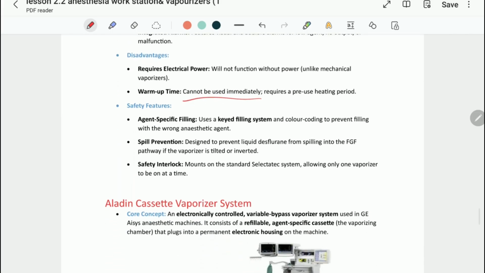The safety features included in this: it has agent-specific filling. It uses a keyed filling system which is color-coded to prevent filling with the wrong anesthetic agent. It also has spill prevention. It is designed to prevent liquid desflurane from spilling into the fresh gas flow pathway if the vaporizer is tilted or inverted. It also has a safety interlock which mounts on the standard Selectatec system, allowing only one vaporizer to be on at a time.